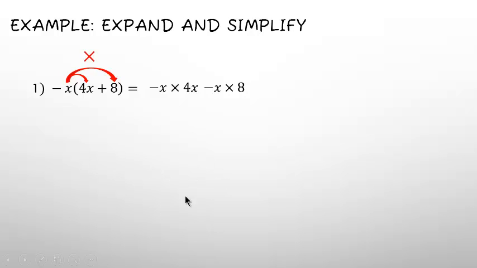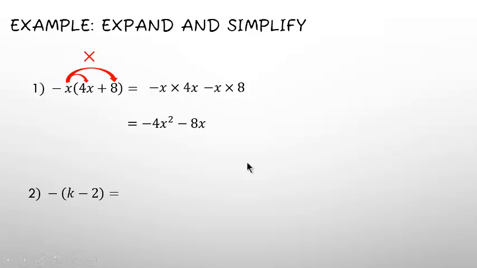Now we have a look at our answer and we need to simplify it down. So I have negative x times 4x becomes negative 4x squared, minus x times 8 becomes negative 8x. Looking at that, are there any like terms that we can actually simplify? There's not. So fully simplified, it's minus 4x squared minus 8x.